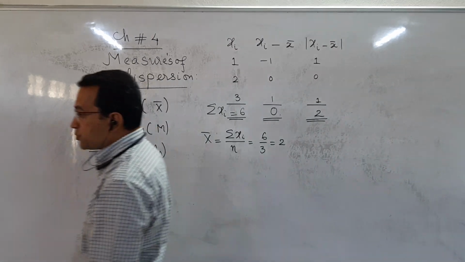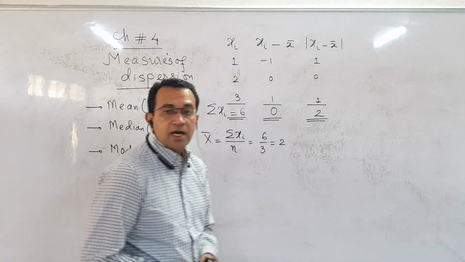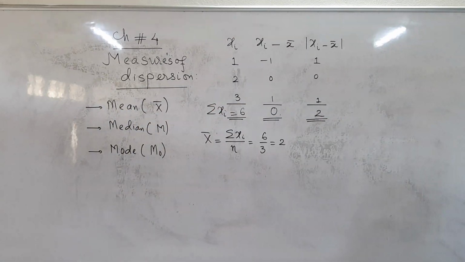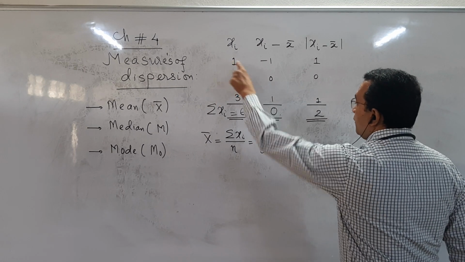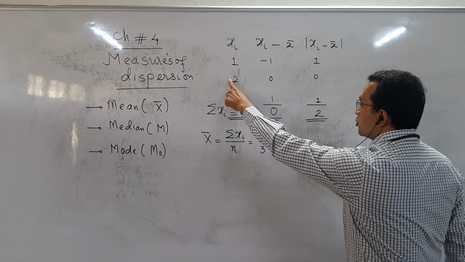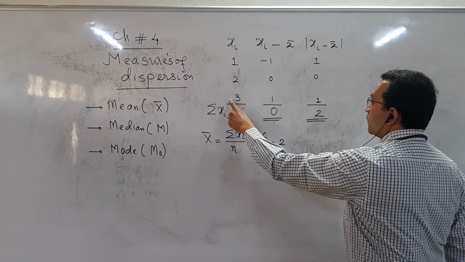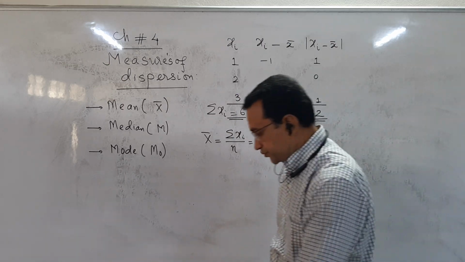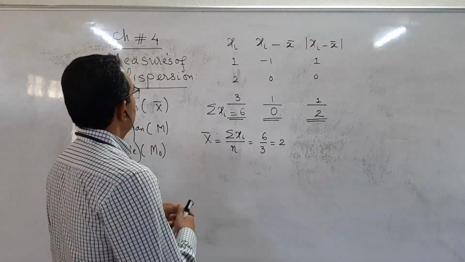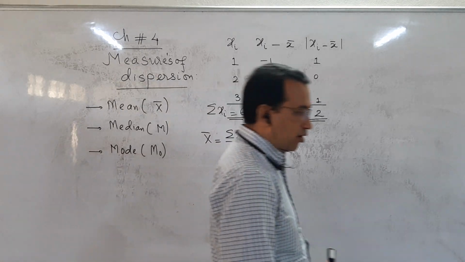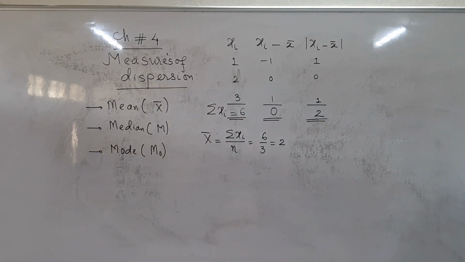So a measure of dispersion indicates how far the given observations are from the measure of central tendency. How far means distance, and distance can never be negative. So I say once again, dispersion of 1 from mean 2 is plus 1. Dispersion of 2 from mean 2 is 0. Dispersion of 3 from mean 2 is 1. So this is the definition of measure of dispersion, which justifies the title of chapter number 4.